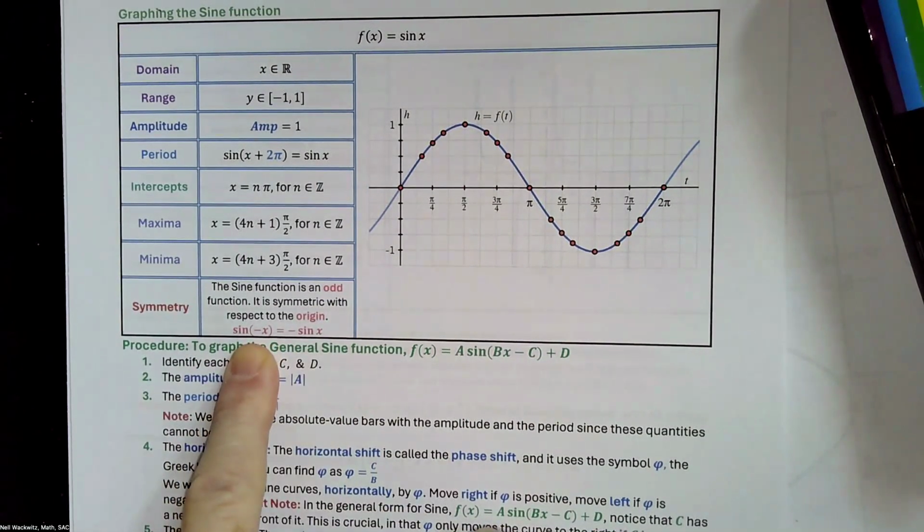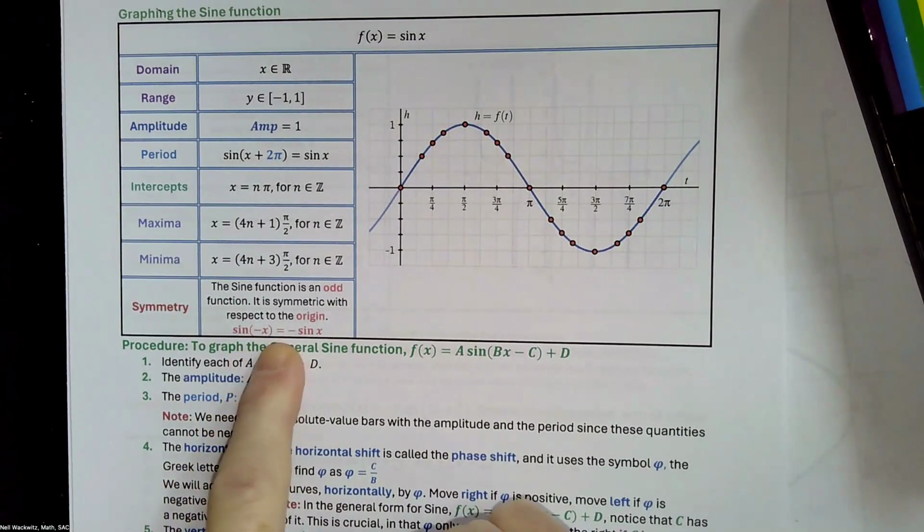And we know that that means that sine of negative x is negative sine x.